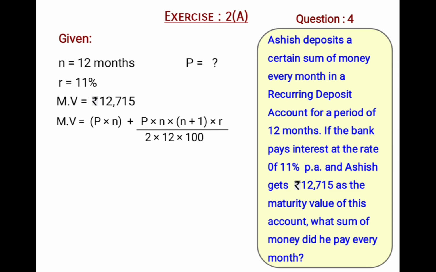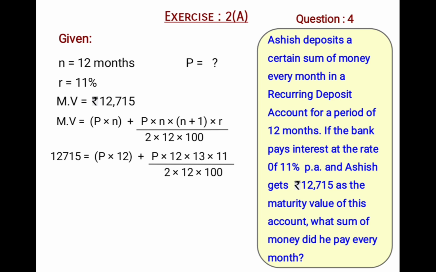MV is equal to P into N plus P into N of N plus 1 into R, whole divided by 2 into 12 into 100. So we are going to substitute the values. 12,715 is equal to, you don't know P value, so I am writing P as it is, into 12, that is N is equal to 12 months, plus P into 12, 12 plus 1, 13, and then R is equal to 11, whole divided by 2 into 12 into 100.